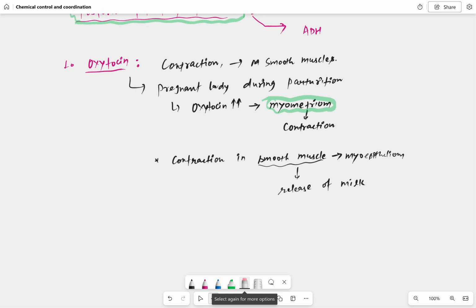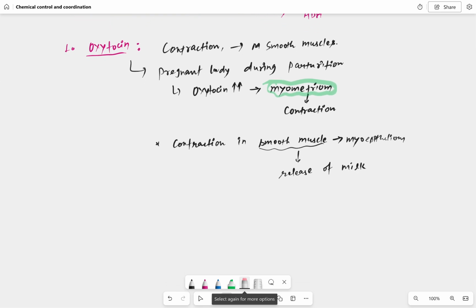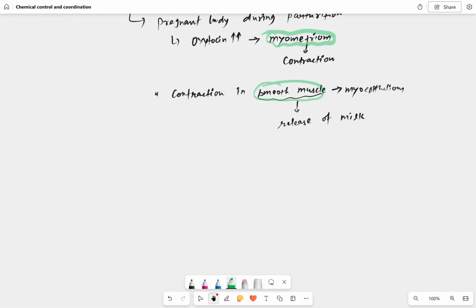So basically the main point is that the oxytocin can cause the contraction in the uterus, it is myometrium, and in the mammary gland it is the myoepithelium, where the contraction can cause the release of milk. So this is about the oxytocin. There is not too much information, not very complex, but you have to remember what is the exact role.